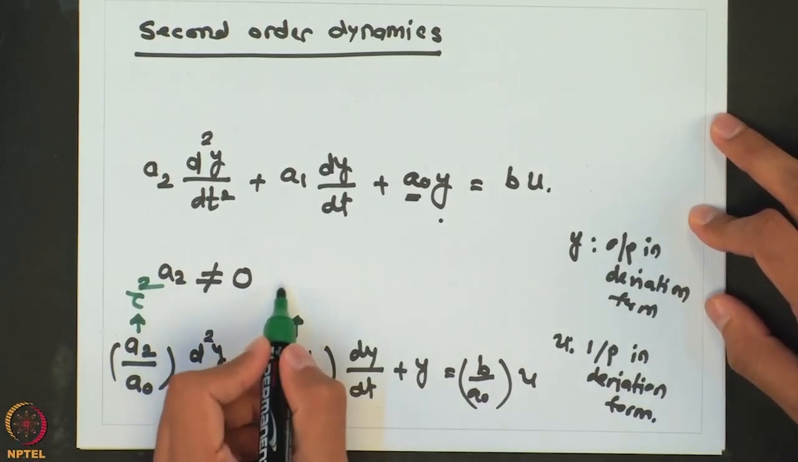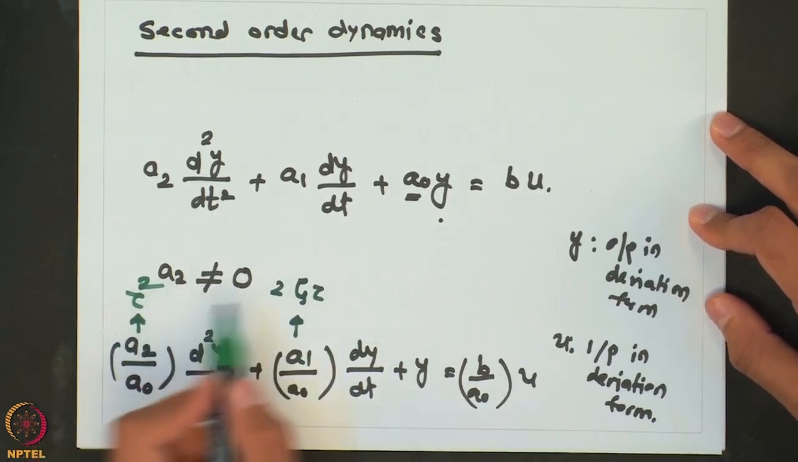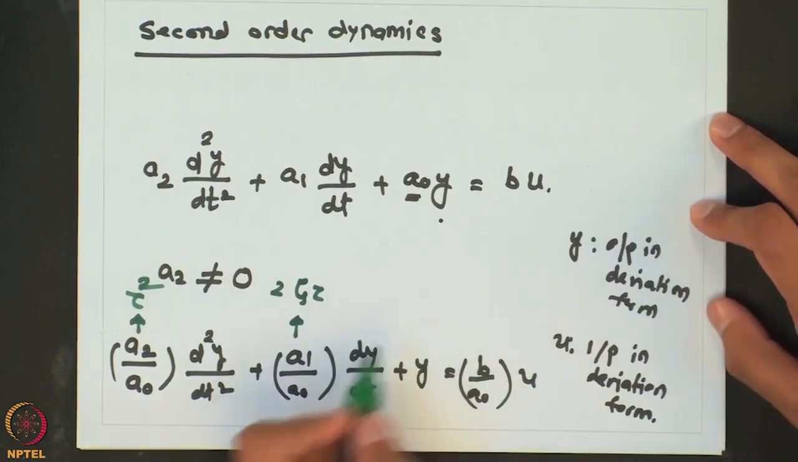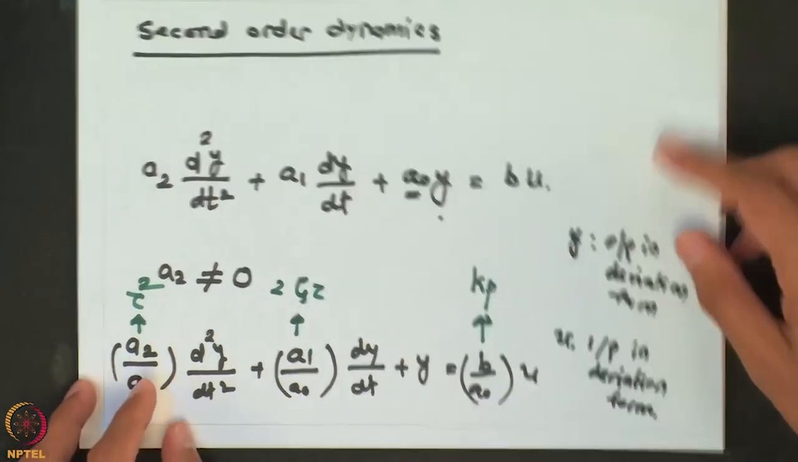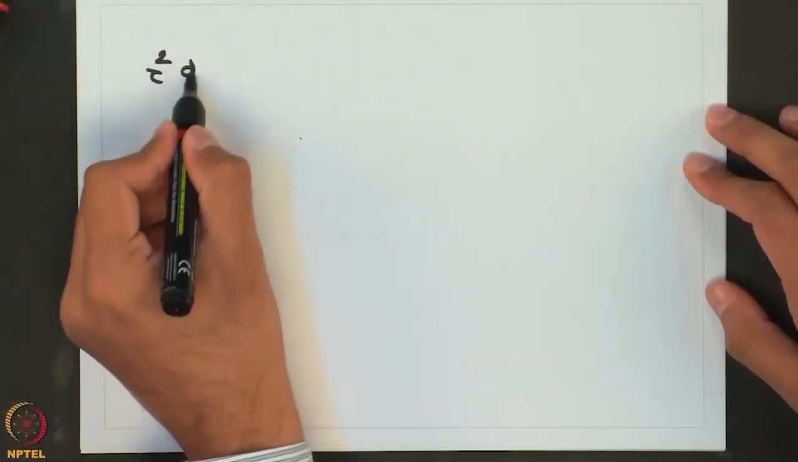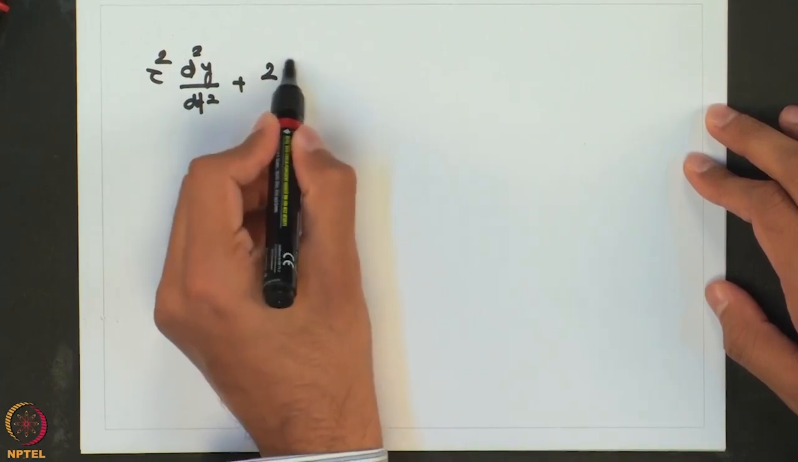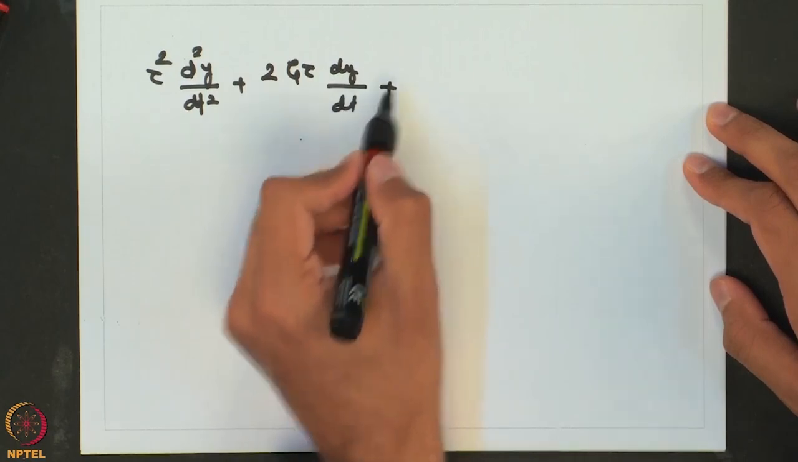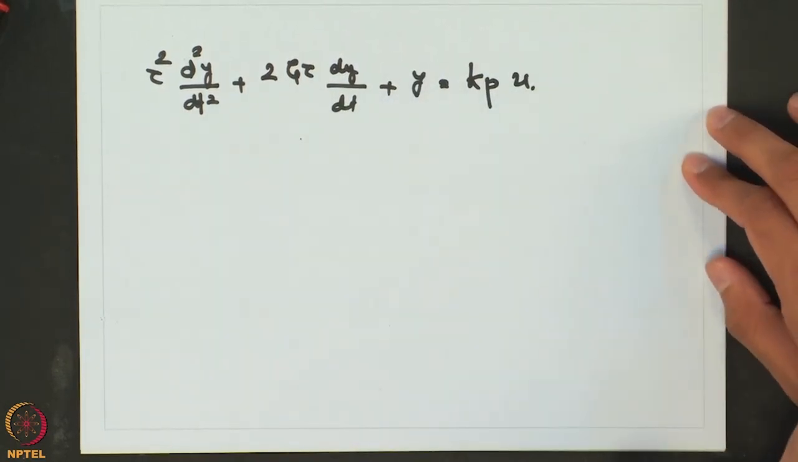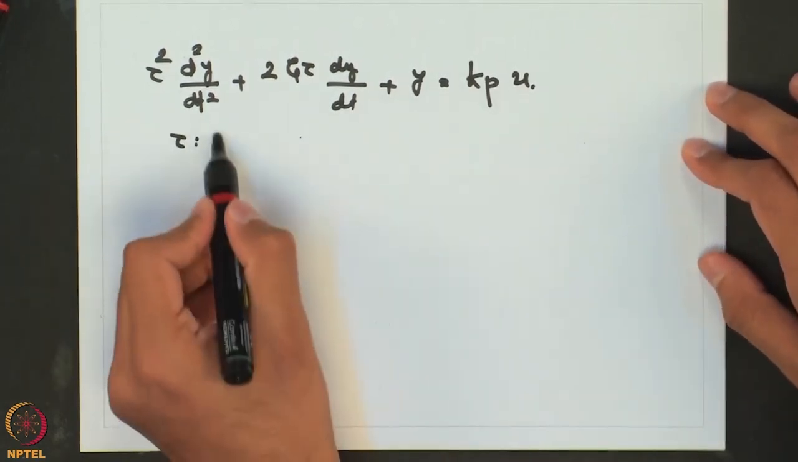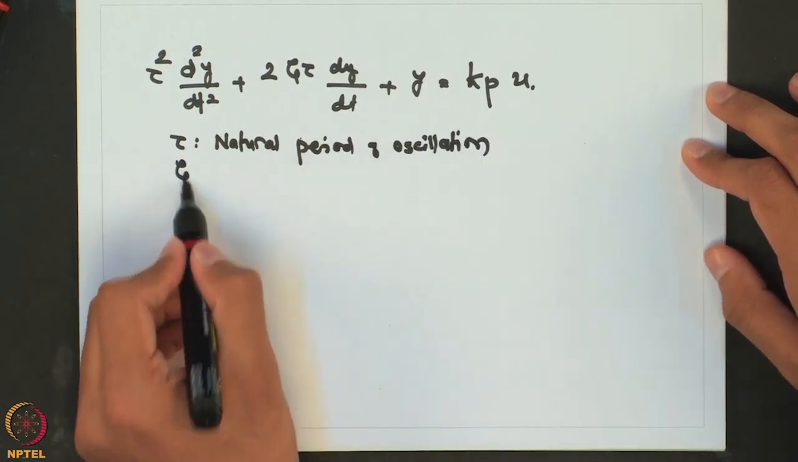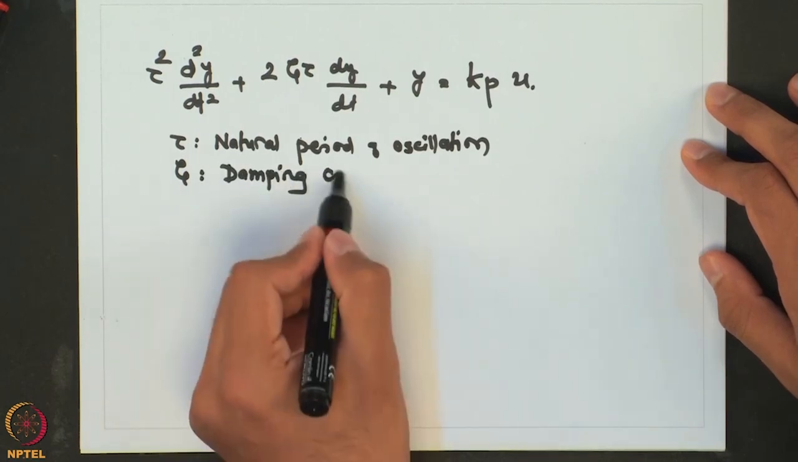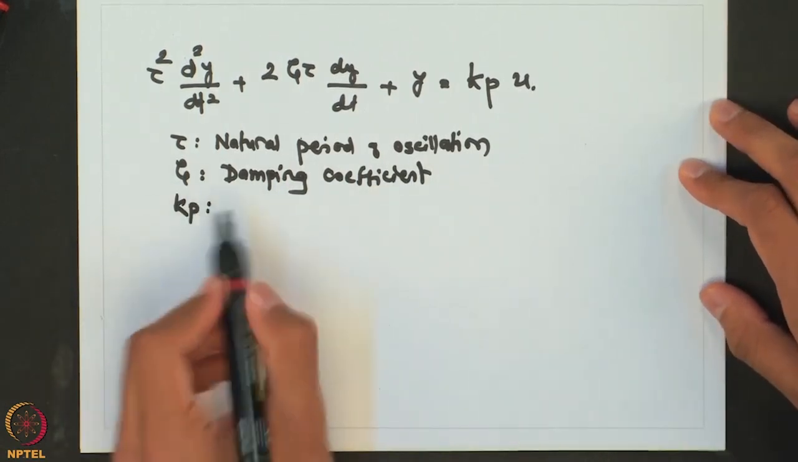This a1 over a0, we'll represent it as twice zeta tau. So the tau is same as this, and we have a new variable zeta, which is known as the damping coefficient. And this is same as the earlier nomenclature of gain Kp. So a standard form of second order dynamical system, if we just write it down again, will be tau square d2y by dt square plus twice zeta tau dy by dt plus y is equal to Kp times u. So this is a standard form for a second order dynamical system, where tau is known as natural period of oscillation, zeta is known as damping coefficient, and Kp is known as process gain.